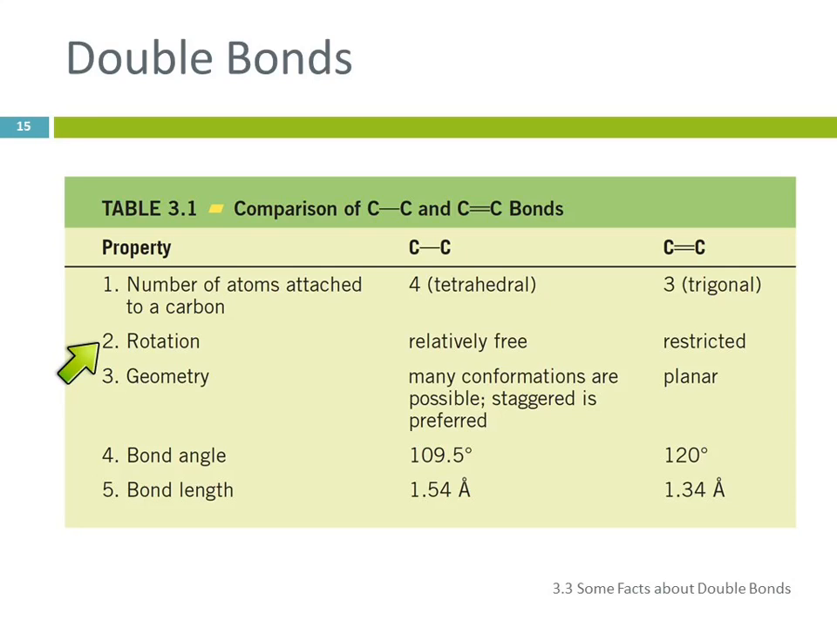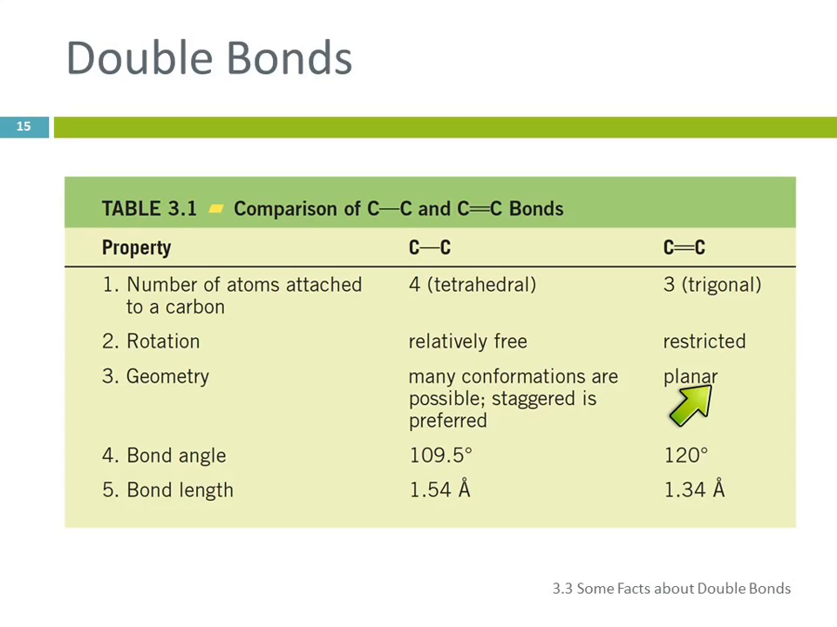Rotation around that single bond we saw was relatively free. We had the eclipsed and staggered conformers, but around the double bond it's restricted. We can't get any rotation around that. With the single bond, we've got different conformations. Staggered is preferred, but they all rotate among themselves.